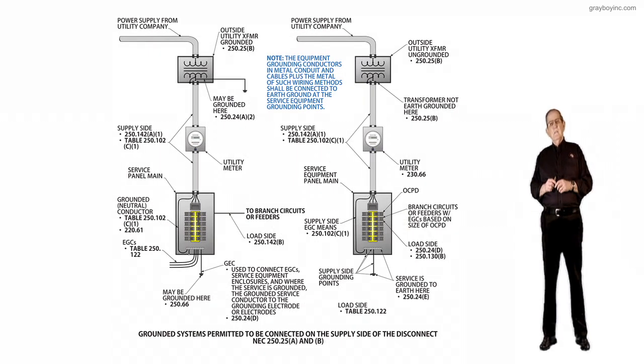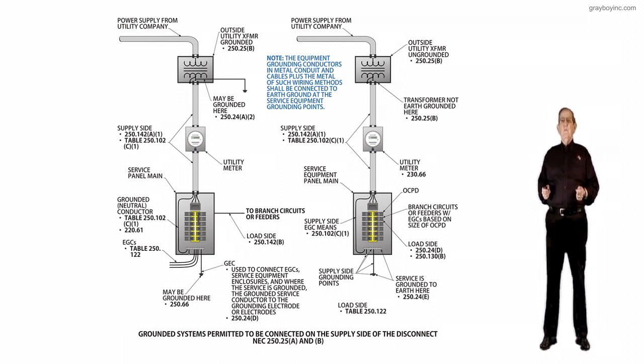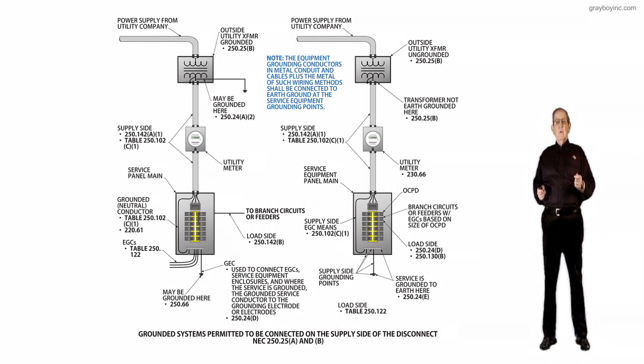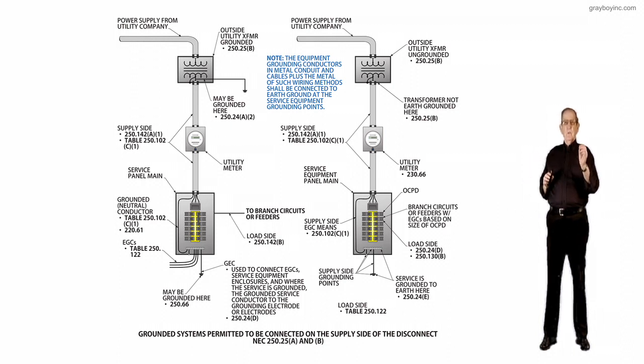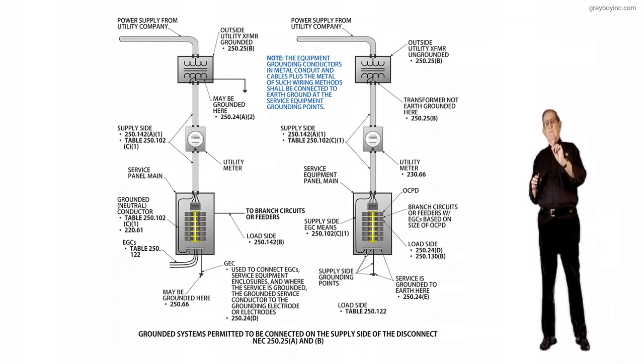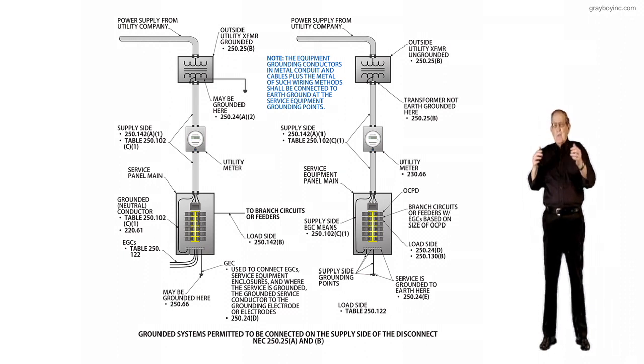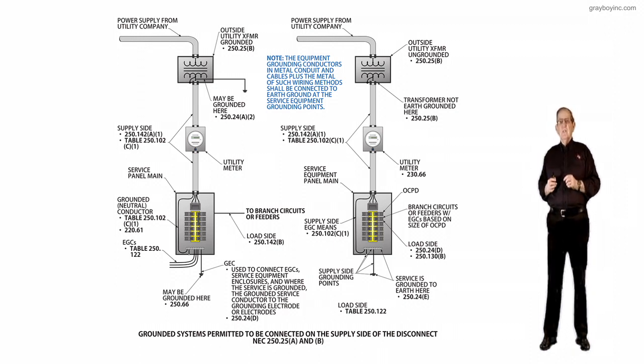This illustration deals with grounded systems permitted to be connected on the supply side of the disconnect. Now notice we would review 230.82 when we provide any kind of tap on the supply side of the service. But to review grounding and so on, on the supply side, then notice we'd go to 250.130(A) and we'd go to 250.142(A), and you get a better understanding why these changes took place.